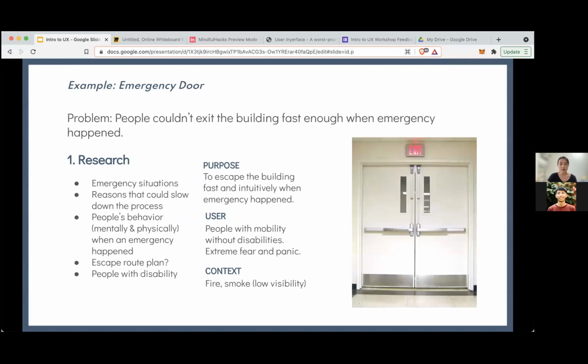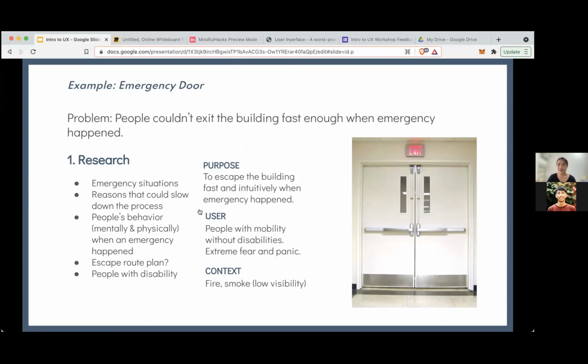Okay. So to give you an example, we're back to the emergency door. The designer of the emergency door first did research before this design project. The kind of things that they researched are what kind of emergency situations could happen in the building, what reasons could slow down the process, and what people's behavior is, mentally and physically, when an emergency situation happens. And also, is there any escape route plan currently, and what is the demographic of people in this building? So after they did the research, they identified purpose, user, and context for their design project.